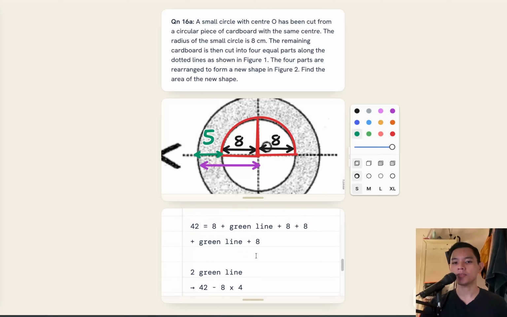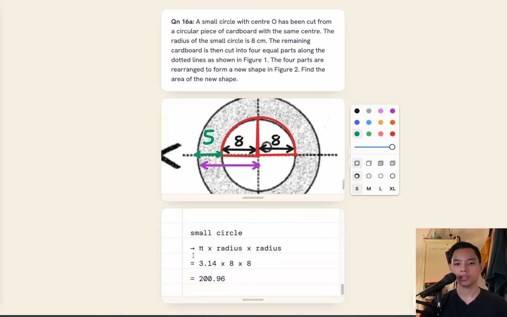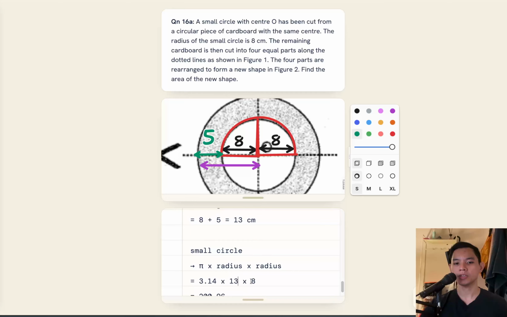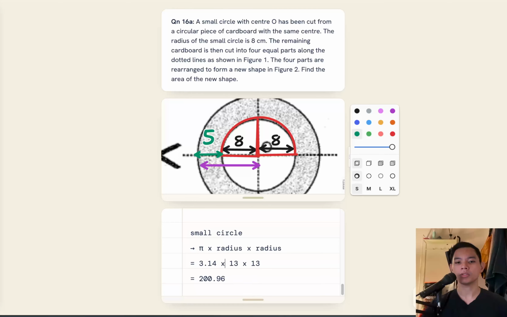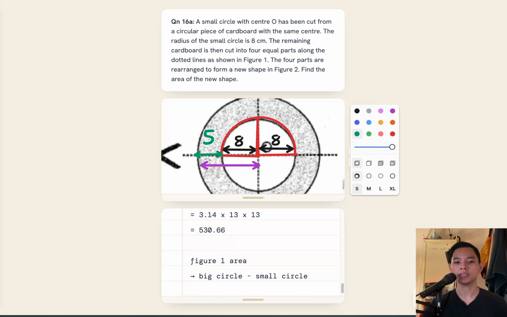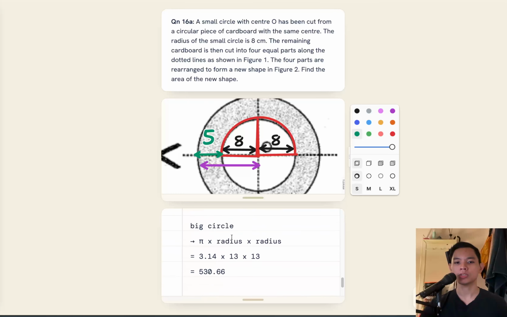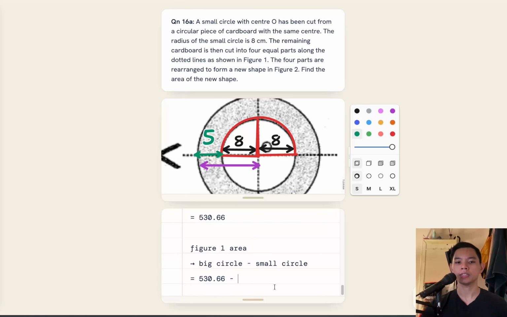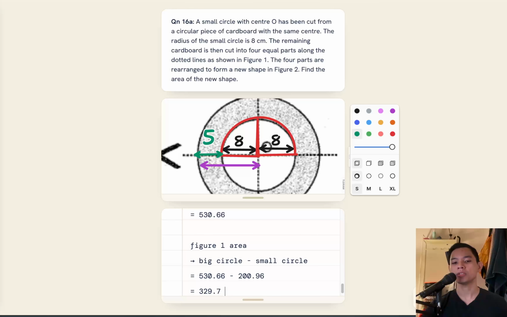So therefore, we can find out the big circle area, which is 3.14 times 13 times 13, and this will give us, so this is big circle, 530.66. So last one, figure 1 area is basically big circle minus small circle, which is 530.66 minus small circle over here, 200.96, and this will give us 329.7 centimeters square. Okay, there you go. So that's the answer.